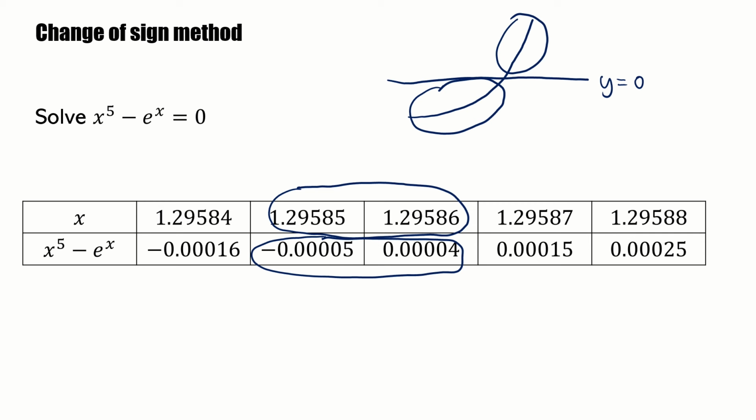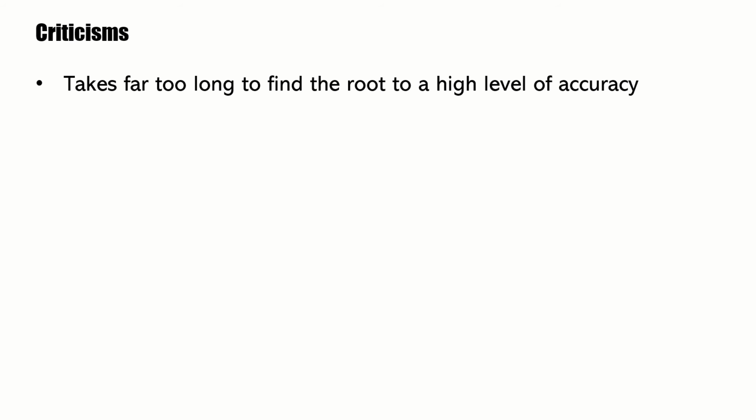This method does have some big flaws, so let's take a look at those now. One of the first ones is the most obvious one, which is that this method takes far too long to be able to find a root to a high level of accuracy, because you have to plug so many different numbers in to eventually narrow down to the level of accuracy you want. One way around this though is the fact that we don't actually ever tend to use this method to find the full root in the real world, and instead this method is often just used to give you a starting point to know roughly where to begin looking for the root.